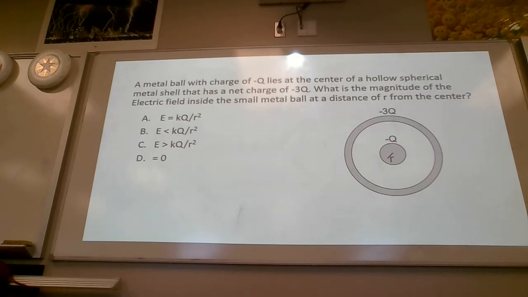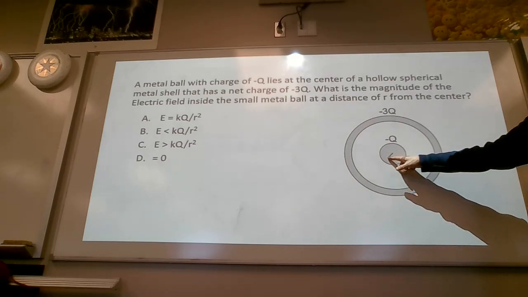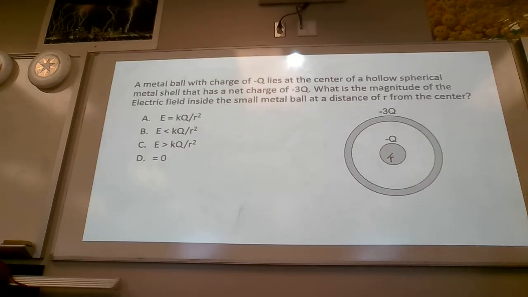So this is at this location here. What's the magnitude of the electric field here? Tell your neighbor.